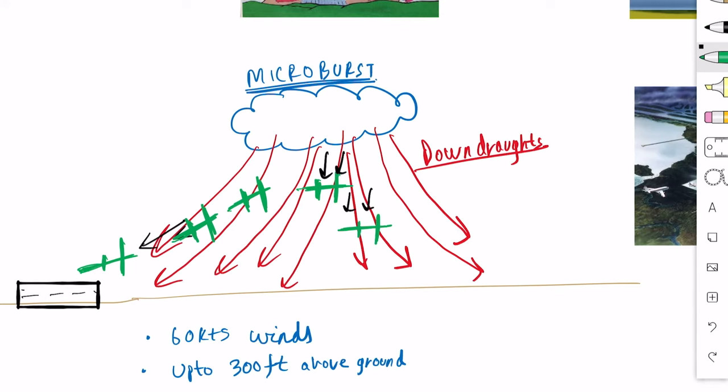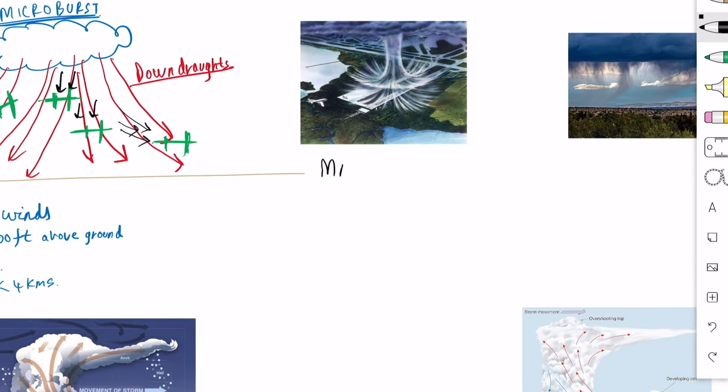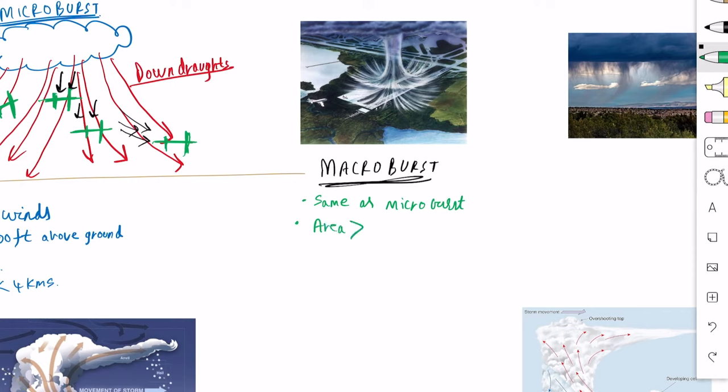Now, if you're landing and there's a microburst, your aircraft's ground speed will increase. And this increase in ground speed will be because of the increase in tailwinds. So since the tailwinds were a lot, your aircraft will be very, very fast. And it will be very difficult for you to land in those situations. So flying in a microburst can be a very, very dangerous situation. Now there's something known as a macroburst. Macroburst is exactly same as microburst, but it just occurs over a bigger area of more than 4 kilometers and the duration is more than 5 minutes.